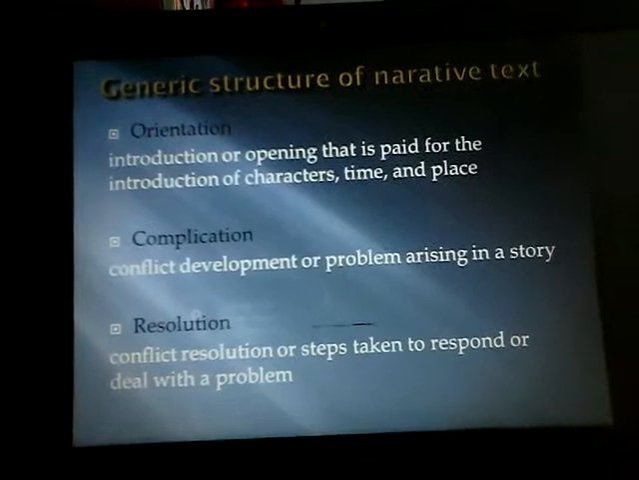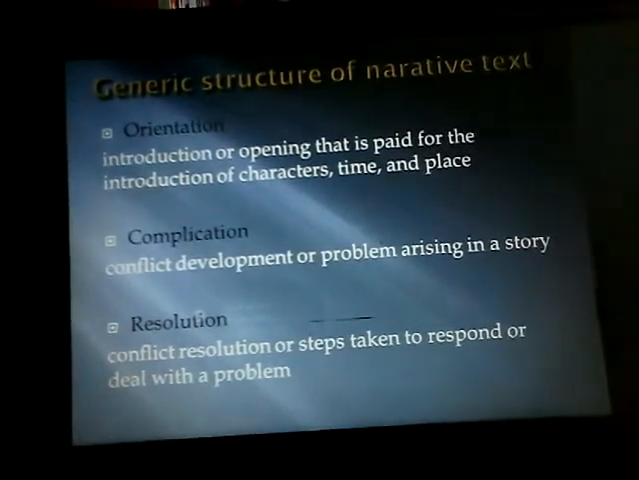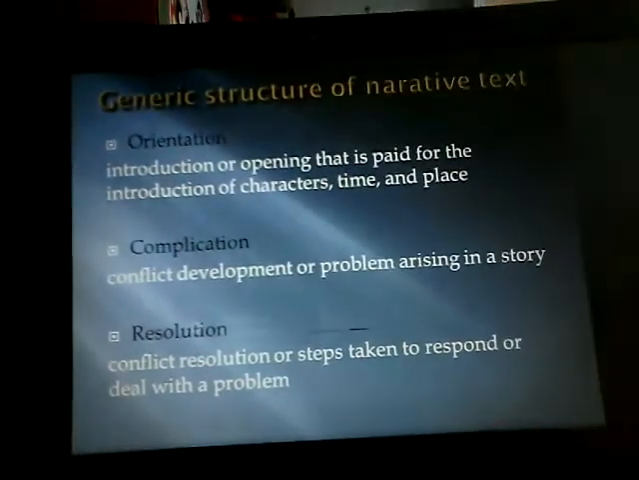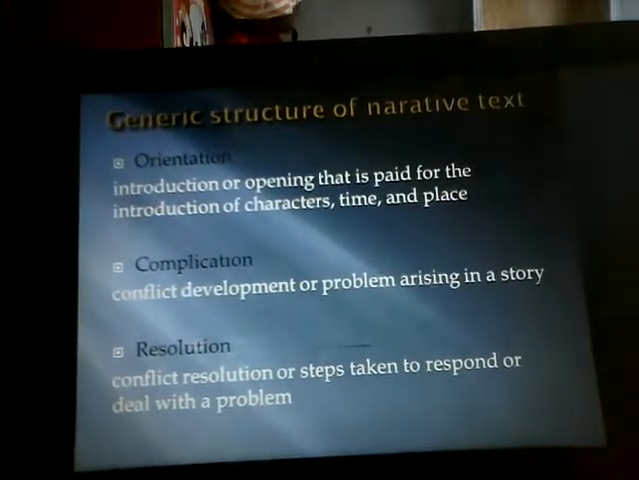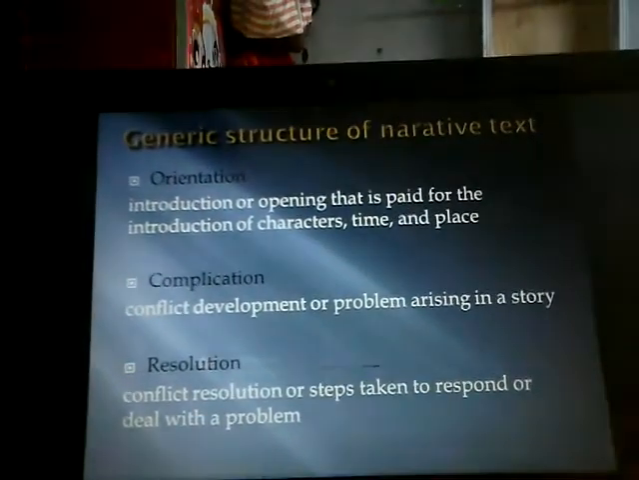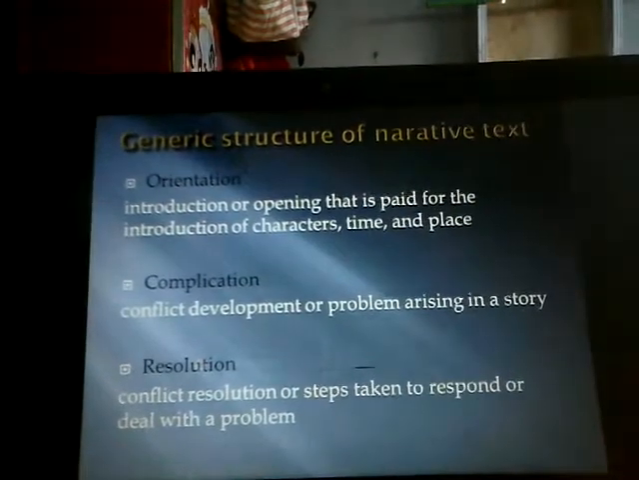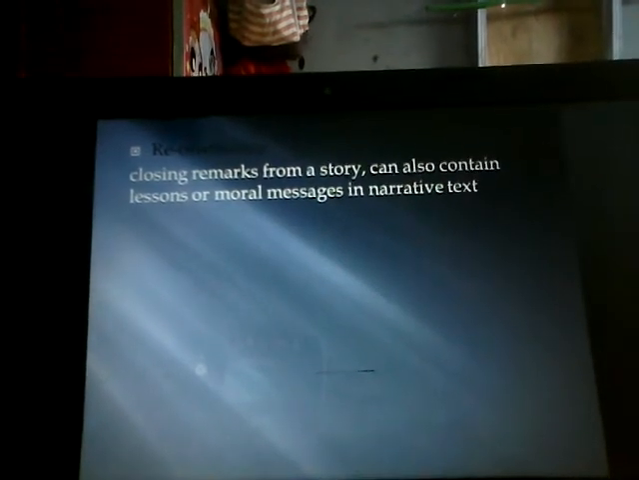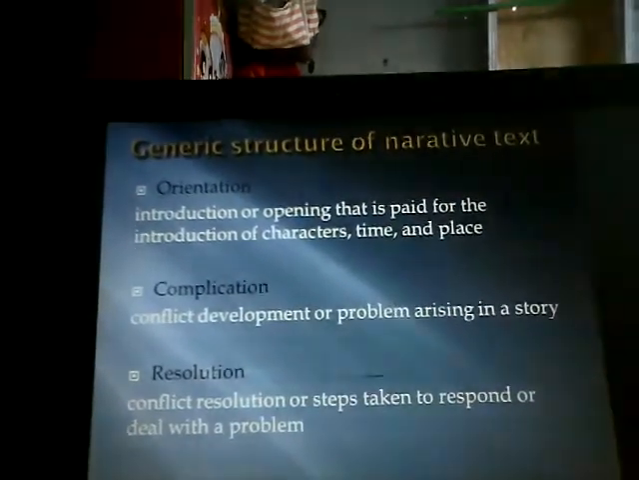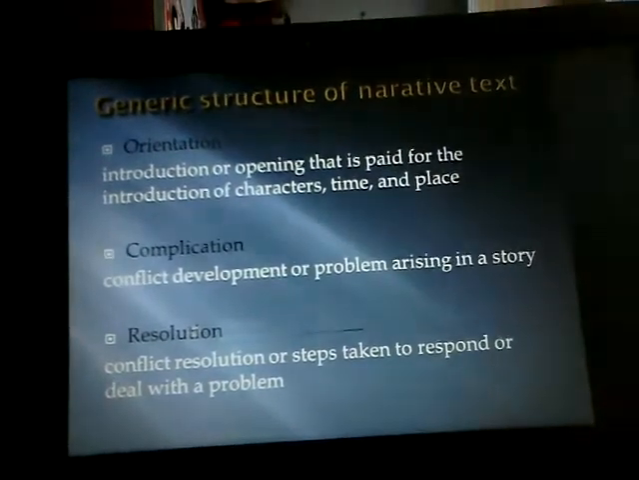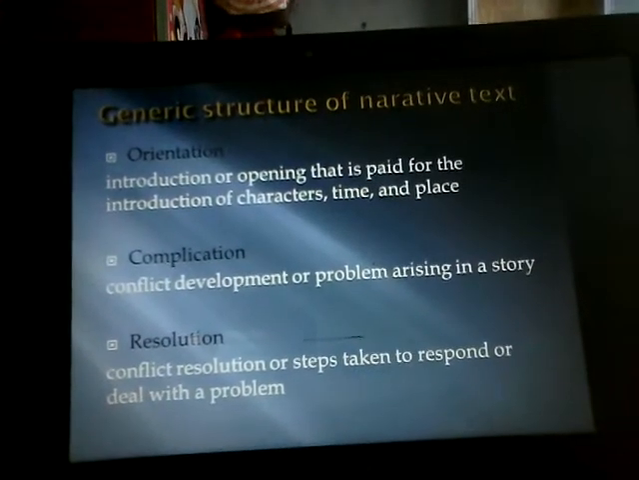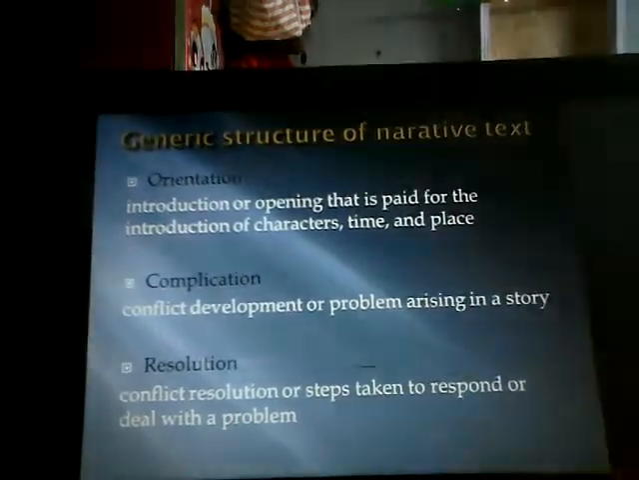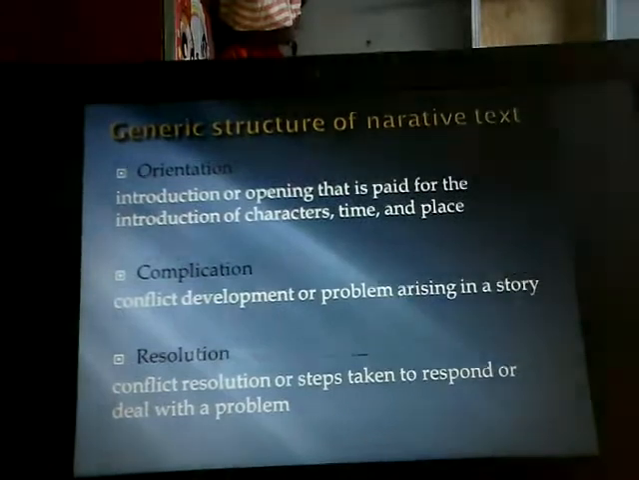Okay, students. In narrative text, we also learn the generic structure of narrative text. In the generic structure of narrative text, there are 4 points. The first is orientation, complication, resolution, and reorientation. Okay, look at the first. The first is orientation. Orientation is the introduction or opening that is used for the introduction of characters, time, and place.